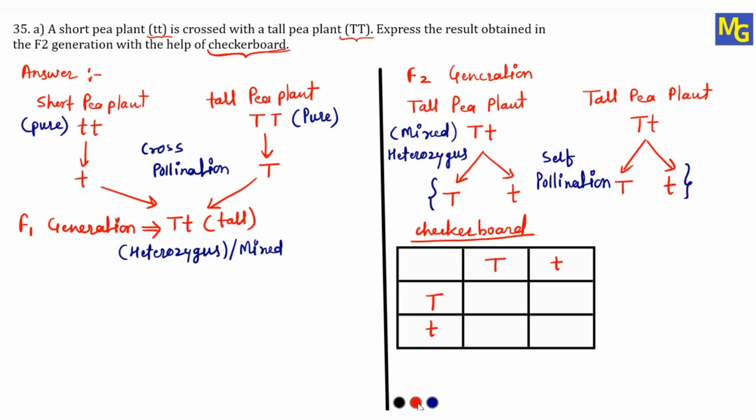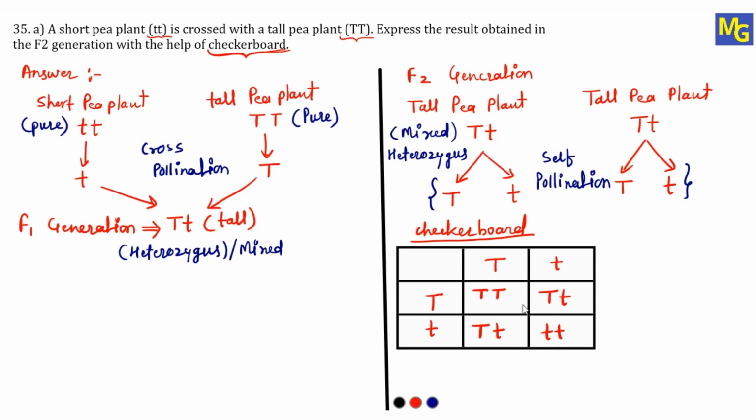Now we will cross it. So see here, capital T, if you cross, what are you going to get? Capital T, capital T. Now this capital T and this small t, if you cross, then you will get capital T, small t. Now this and this, if you cross, you are going to get capital T and small t. And last is this and this, if you cross, you will get small t and small t. So we got the result of the F2 generation with the help of a checkerboard.